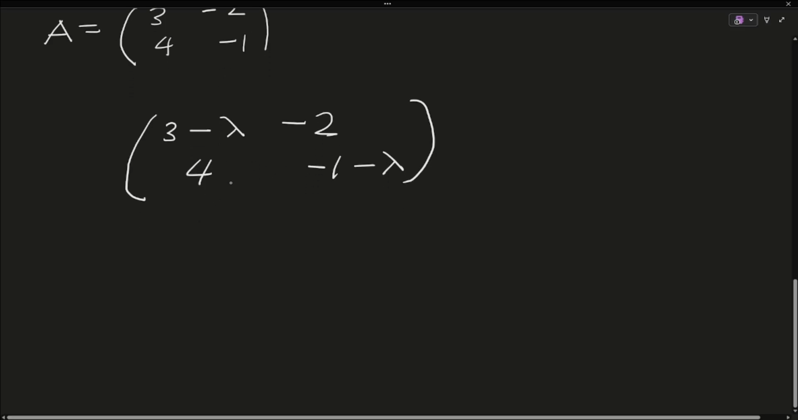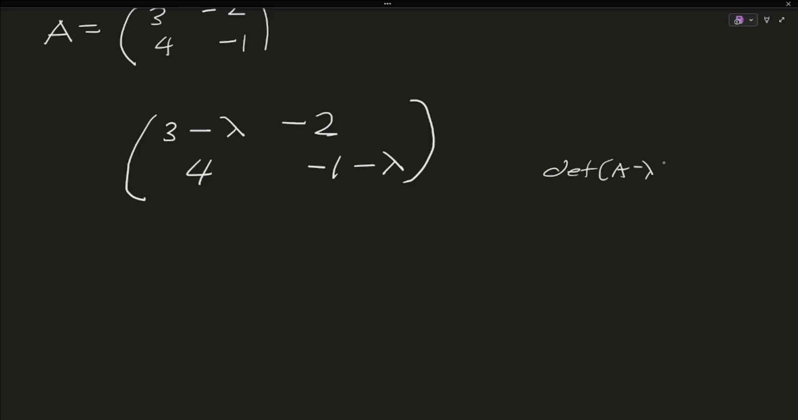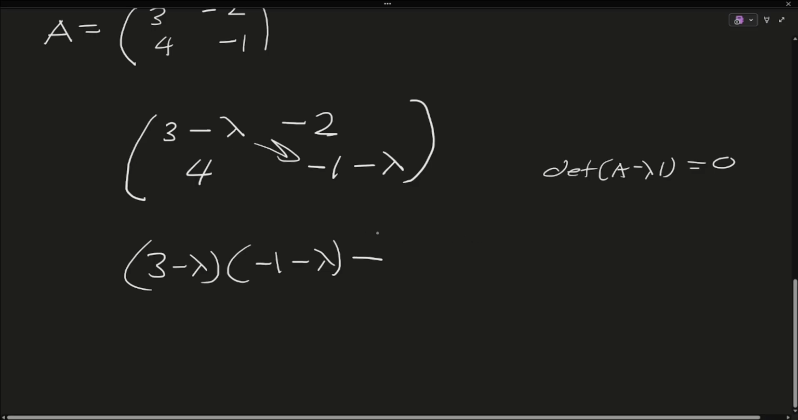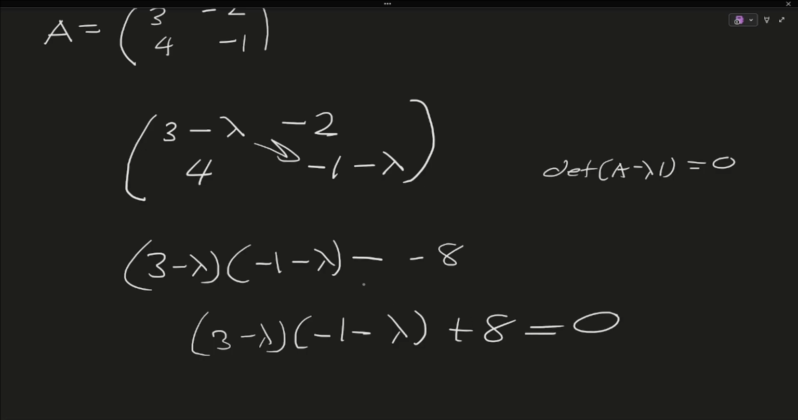And now we want to find the determinant of this, and then we're going to set that equal to 0. Remember, guys, what we did was set the determinant of A minus lambda I equal to 0. That's the important part. So how do we find the determinant? You basically cross multiply these two entries. You will have 3 minus lambda multiplied with -1 minus lambda, and then minus, and multiply these two, you will have -8 here. So you will have 3 minus lambda multiplied with -1 minus lambda plus 8, and set that equal to 0. That's it, guys.